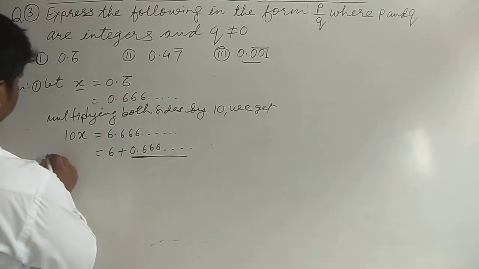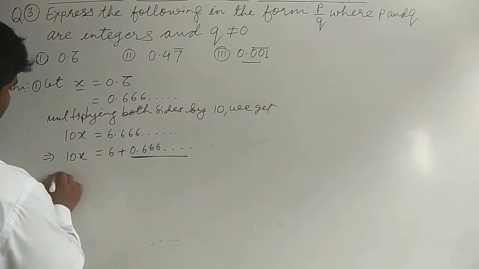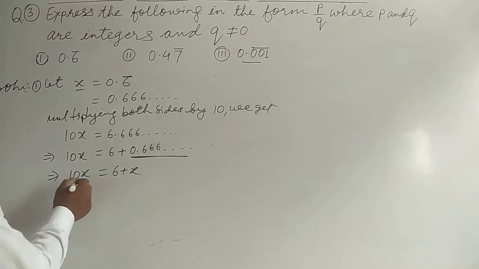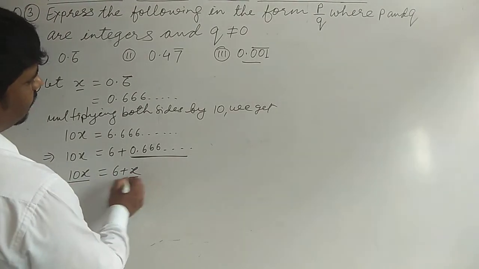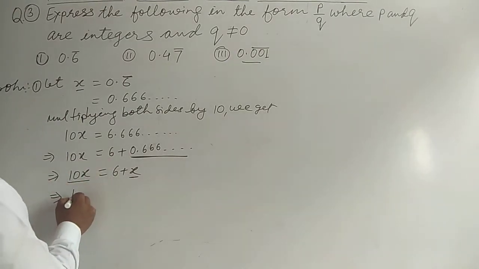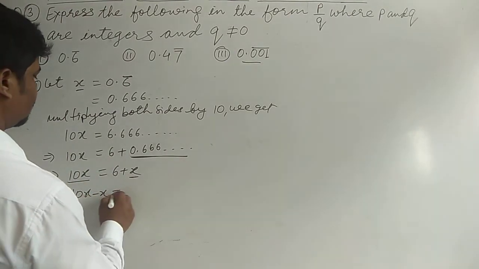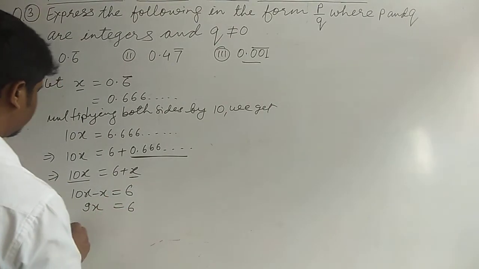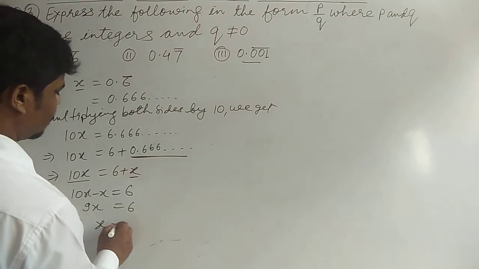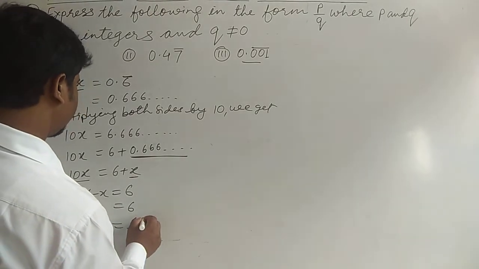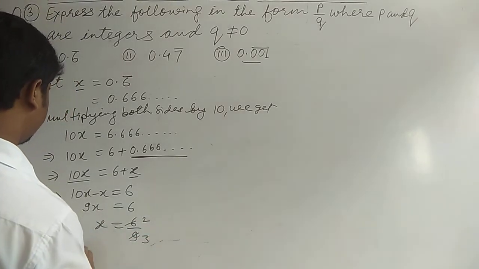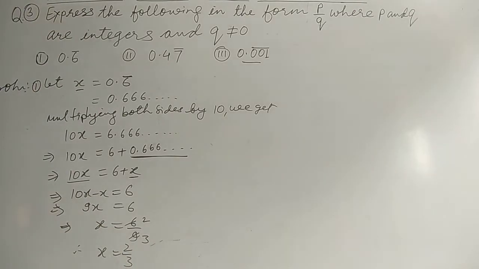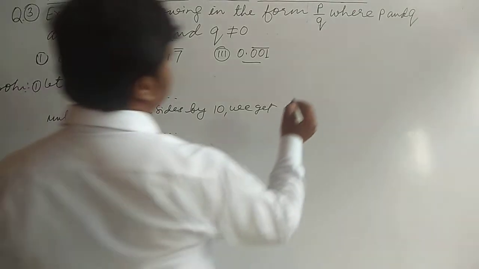So we can put here 6 plus x. Now this is a variable term and this is also a variable term, so we will transfer. When you transfer, you get 9x equal to 6, or x equal to 6 upon 9. 3 times 2 is 6, 3 times 3 is 9. Therefore x equals 2 by 3. So this is the solution. Next question.